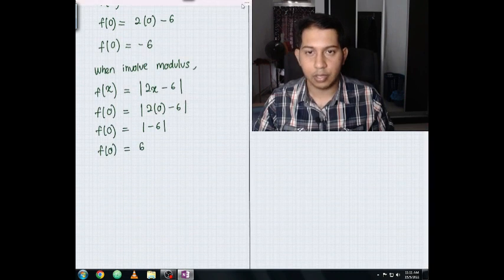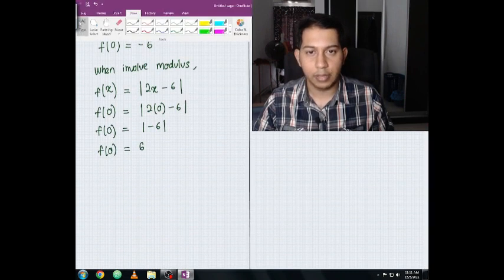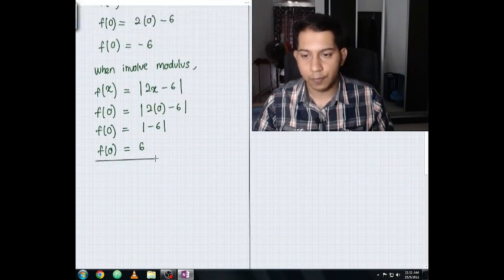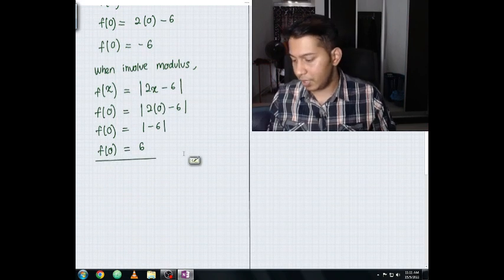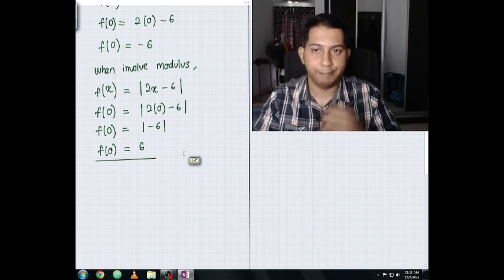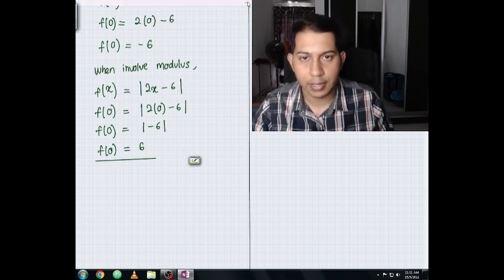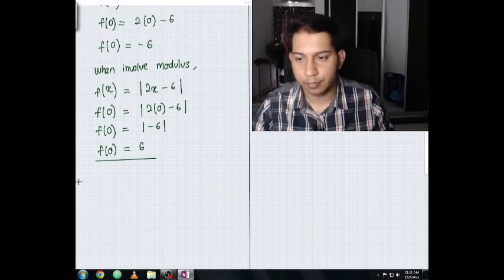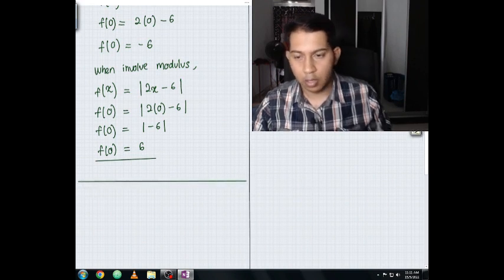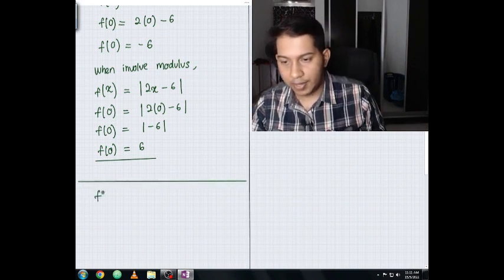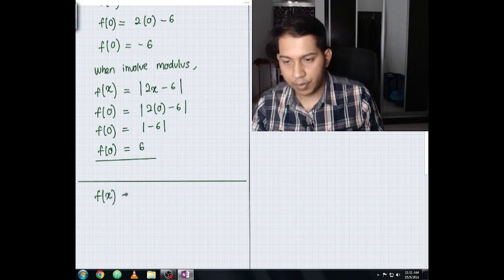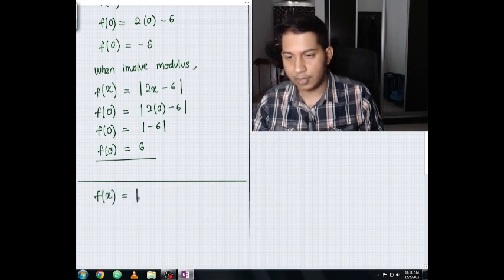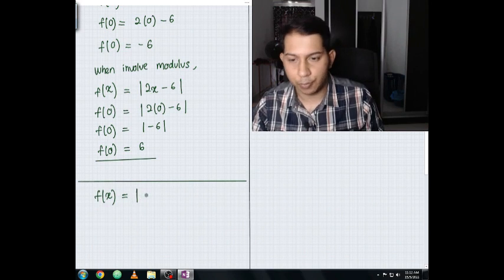Let me show you one example. In this case I'm going to show you sketching the graph. Let me give you an example. Given the function f(x) equals modulus of 2x minus 2.